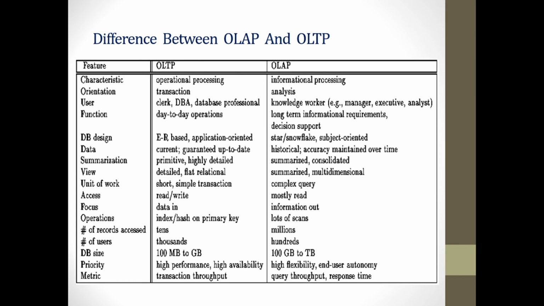The database size of OLTP ranges from 100 MB to GB and the database size of OLAP ranges from 100 GB to TB. The priority of OLTP is high performance and high availability. The priority of OLAP is high flexibility and end-user autonomy. And the metric of OLTP is transaction throughput and the metric of OLAP is query throughput and response time.